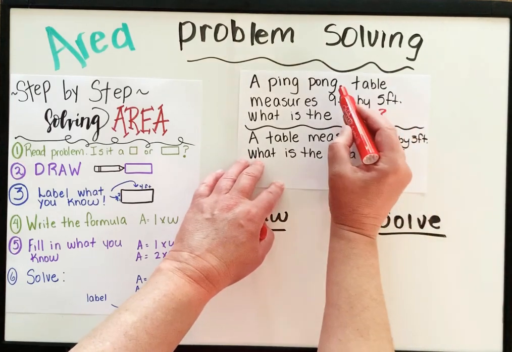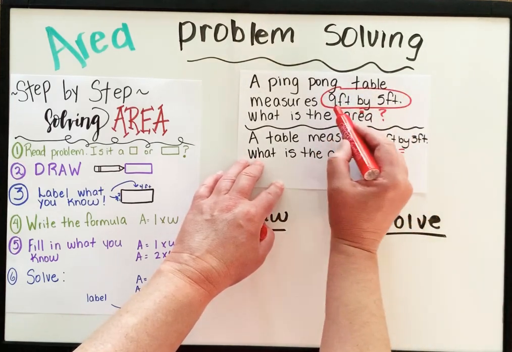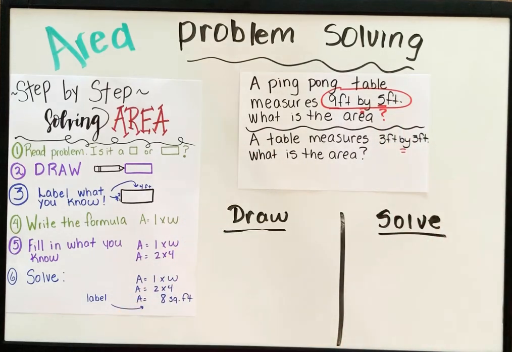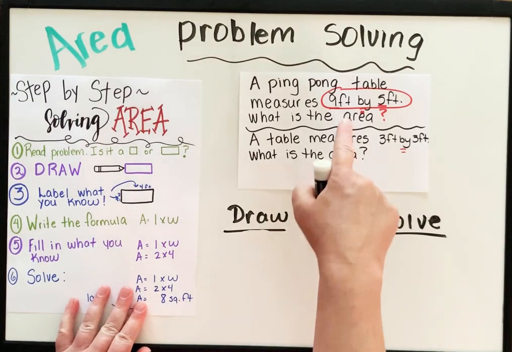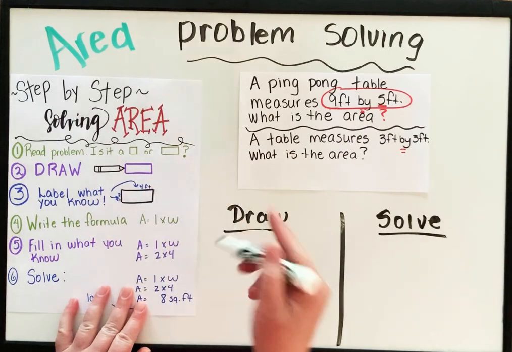So the first one on top has 9 by 5. Now if you look at 9 and you look at 5, those are different measures. Those are different sides. So that tells me rectangle or square. What do you think? Rectangle, because they're 2 different. So we determined it's a rectangle.